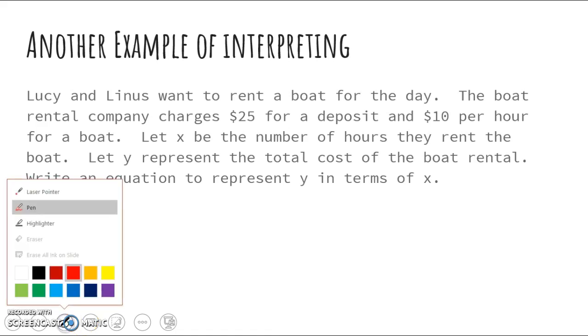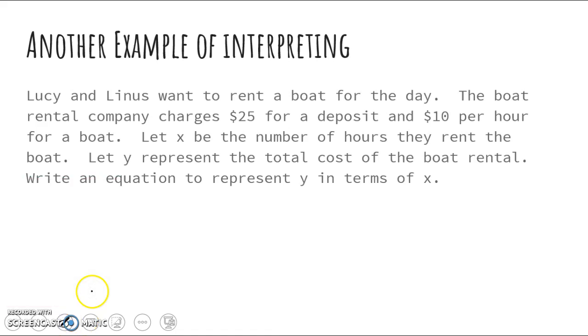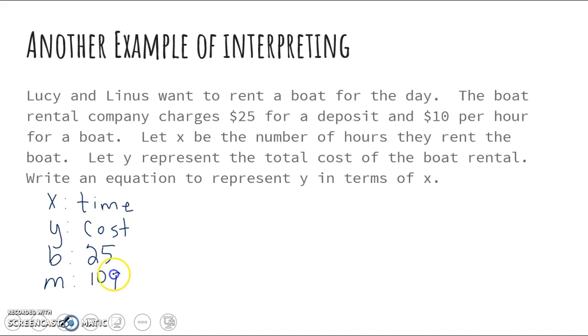So again, our x in this case is our independent variable, and it's time. Our y is our dependent variable, it is our cost. Our b, that's our starting value, our fixed cost. So no matter what, Linus and Lucy will be charged $25 for a deposit. And then our slope, that's our variable cost. That's the cost that changes. It's going to change $10 for every hour.